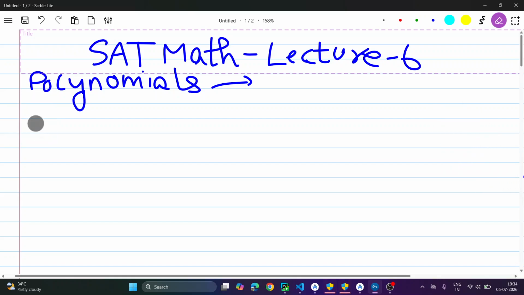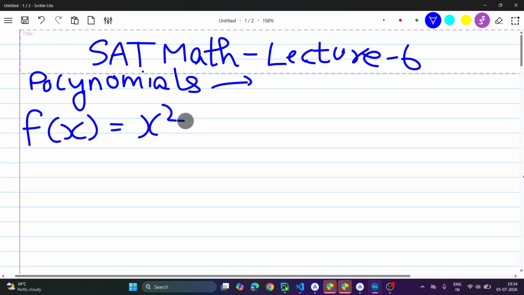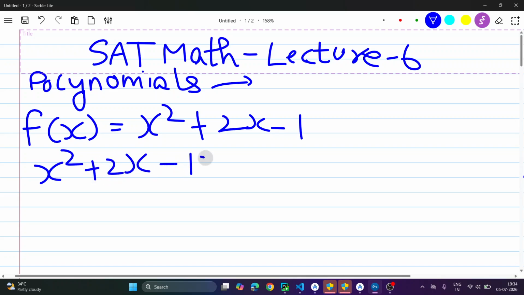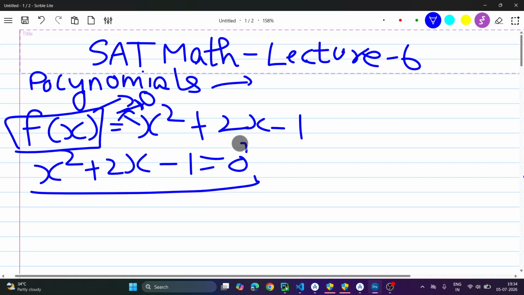So f of x equals x squared plus 2x minus 1, let's say, so that we don't change the equation. Now to find the 0 of the polynomial, you write this is equal to 0, because this must be equal to 0, which means this one is 0. So they both are 0. So to find the 0 of a polynomial, you convert it as a quadratic equation or something.